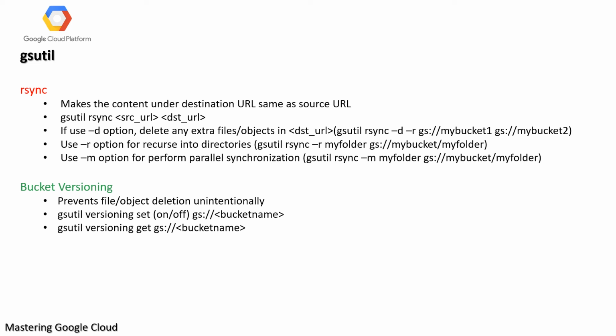Bucket versioning. The bucket versioning configuration feature helps you to configure a cloud storage bucket and to keep the old versions of the object. It prevents objects from being deleted unintentionally. The gsutil versioning set on or off command basically enables or disables the versioning of the specific bucket. The get subcommand gets the versioning configuration for the bucket and displays whether it is enabled or not enabled.